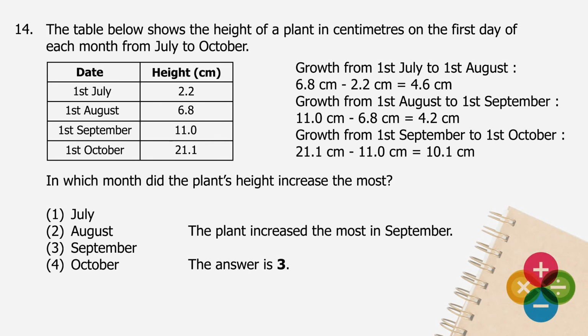The growth from the 1st of July to the 1st of August will be, subtract 2.2 cm from 6.8 cm, and the difference is 4.6 cm. The growth from the 1st of August to the 1st of September will be, subtract 6.8 cm from 11.0 cm, and the difference is 4.2 cm. The growth from the 1st of September to the 1st of October will be, subtract 11.0 cm from 21.1 cm, and the difference is 10.1 cm. The plant increased the most in the month of September. The answer is 3.